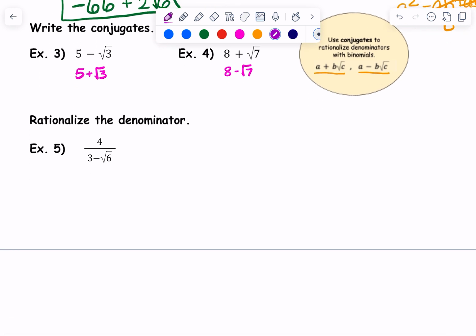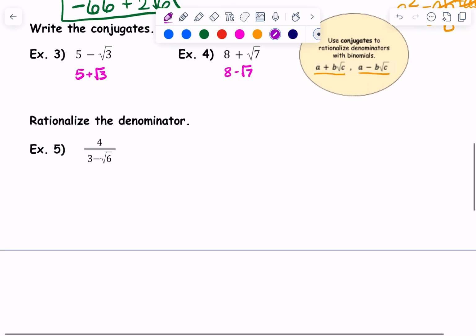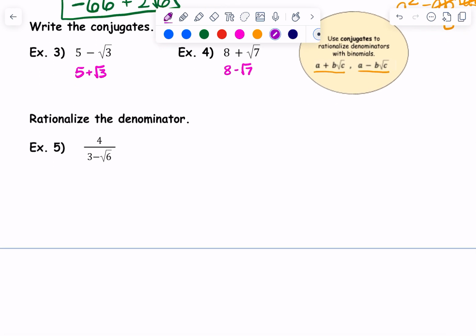And when do we use these? Well, we just talked about it. If I have 3 minus radical 6 on the bottom, and I just multiplied by radical 6, this would become 3 times radical 6 minus 6. Well, that didn't help my radical at all. That's why when we have a binomial, we need to multiply by a binomial. And the binomial that we need to multiply by is the conjugate. So if I have 3 minus radical 6, I'm going to use 3 plus radical 6.